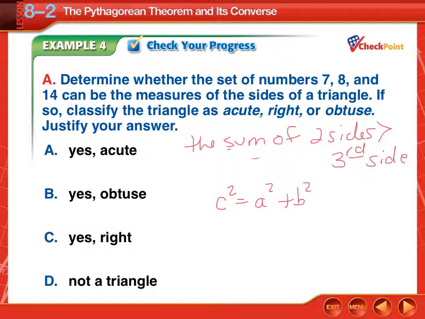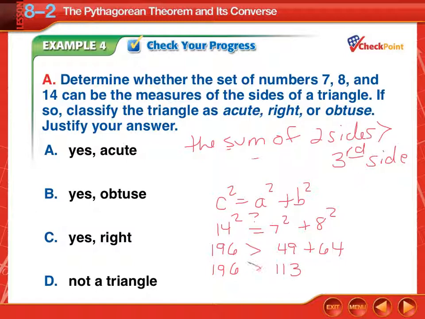So go to the largest side, in this case 14. And we're going to put that in for C, and we're going to compare this to the sum of the squares of the other two sides, so 7 squared plus 8 squared. 14 squared is 196, I believe, and we're going to compare that to the sum of 49 plus 64. 49 plus 64 is 113, if I did my math right. So as it turns out, 196, or C squared, is greater than 113.